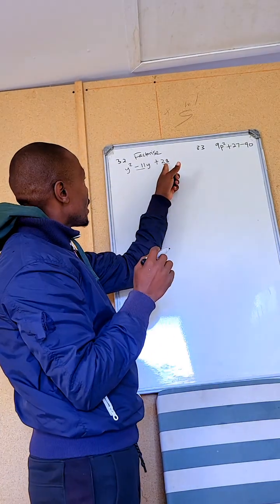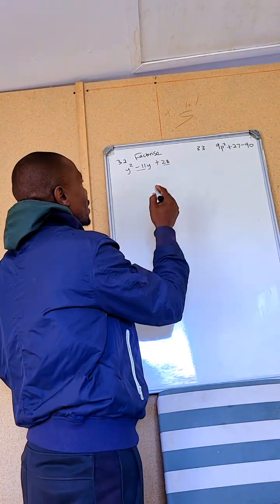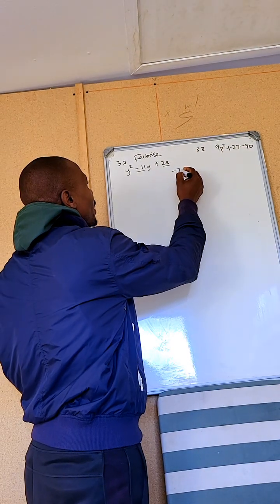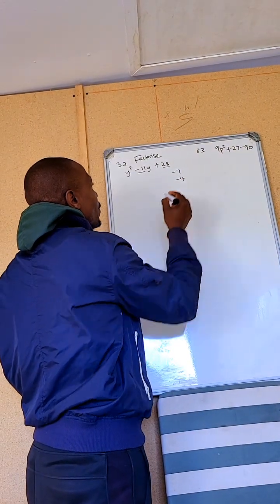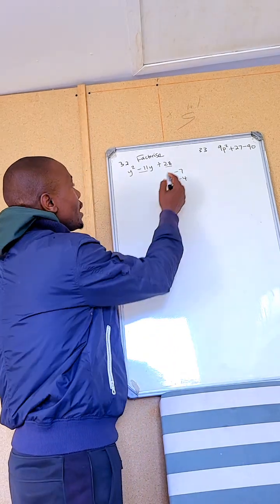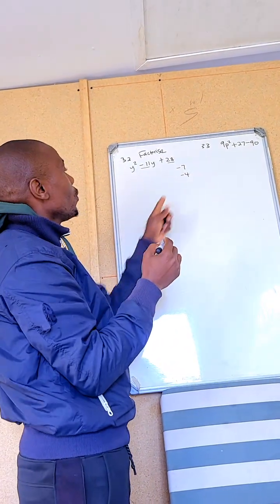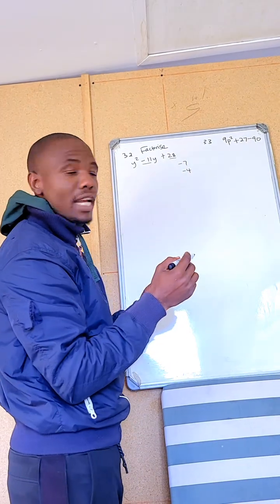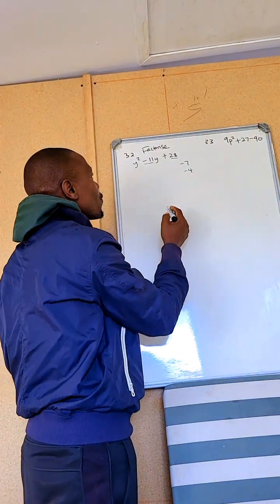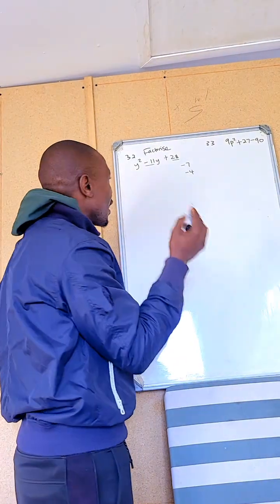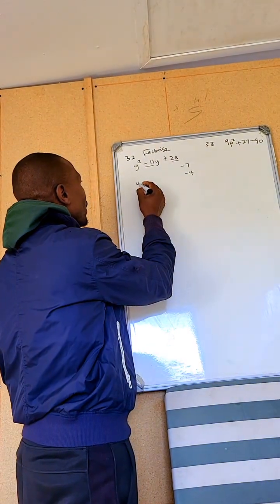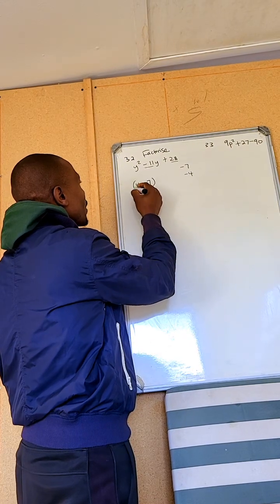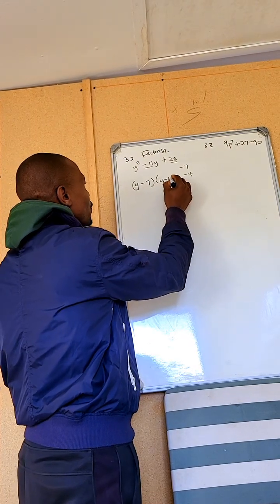The factors of 28 that give me minus 11 are minus 7 and minus 4. Why? Because a negative 7 multiplied by a negative 4 surely will give us a positive 28. But minus 7 minus 4 will give us minus 11. So what do you do with that information? You then say y minus 7 and then you say y minus 4.